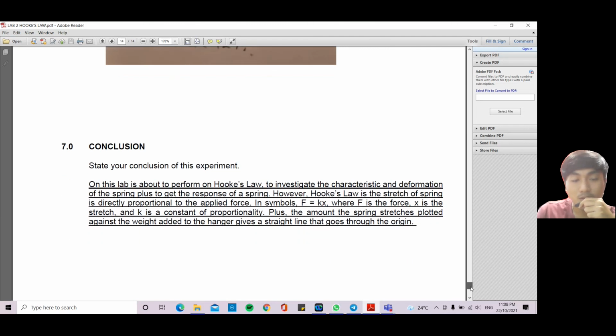And for the conclusion of this lab, which is to perform on Hooke's law, we have investigated the characteristic and deformation of the spring and obtained the response of the spring. Hooke's law states that the stretch of a spring is directly proportional to the applied force, in symbols F equals Kx, where F is the force, x is the stretch, and K is the constant of proportionality. The amount the spring stretches plotted against the weight added to the hanger gives a straight line that goes through the origin.